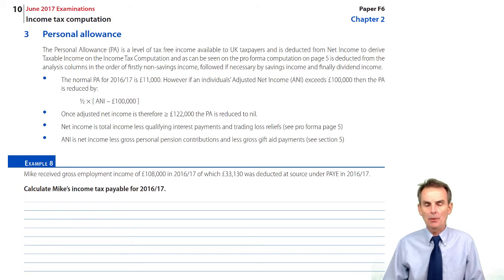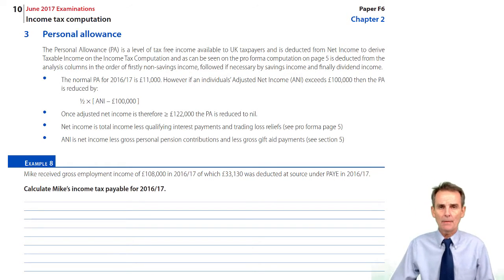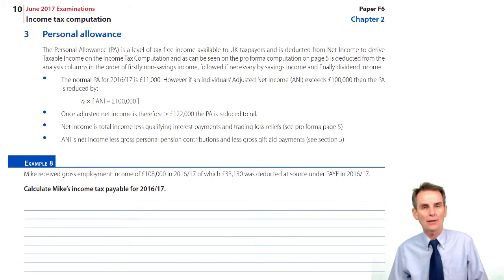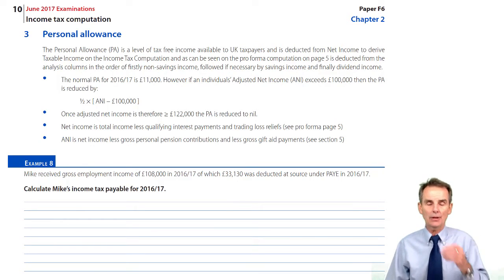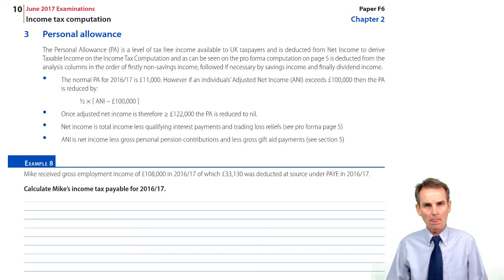Up until now, the personal allowance that we've been able to deduct from our net income has been a universally allowable £11,000. And the only thing that we've had to consider is the order in which we deduct that from the different types of net income that we have. We know what that order is. It is firstly non-savings, followed if necessary by savings, and finally by dividend income. And that would allow us to compute the taxable figures of each of those sources of income, as well as having the taxable income in total.